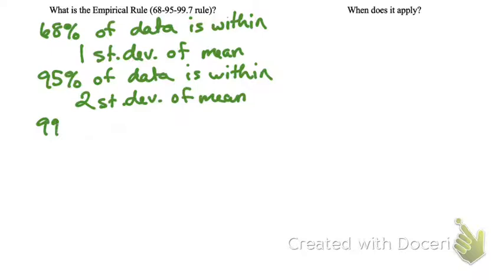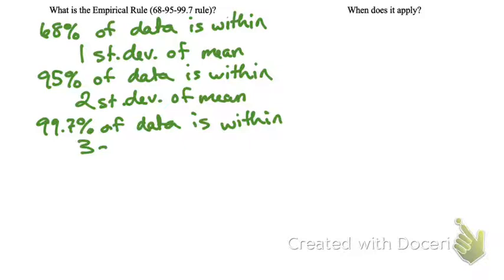99.7% of the data is within, how many? 3. And now you know why I asked you to go 3 standard deviations. Because at that point, you have got almost all of the data. And so why do you need to continue going 4, 5, 6, 7 standard deviations? You're not going to get a lot more every time.